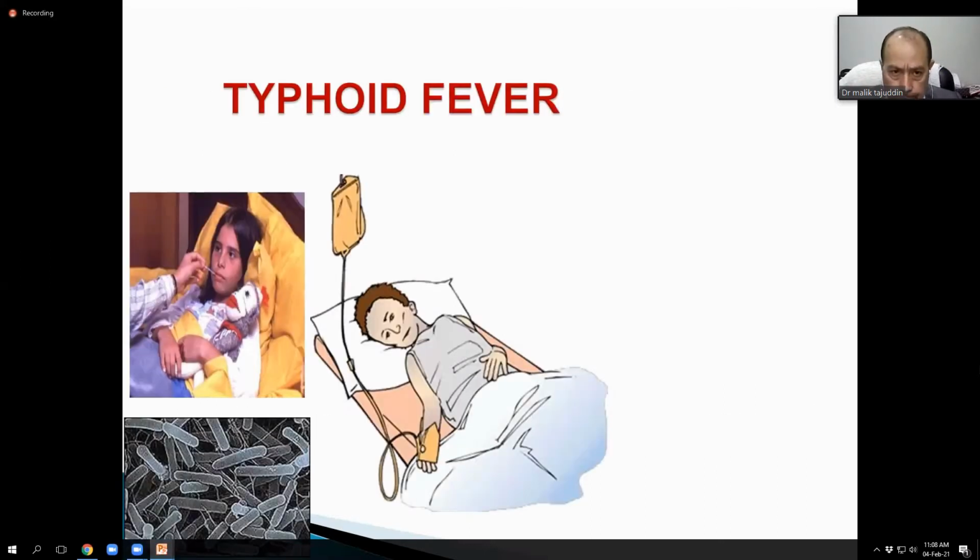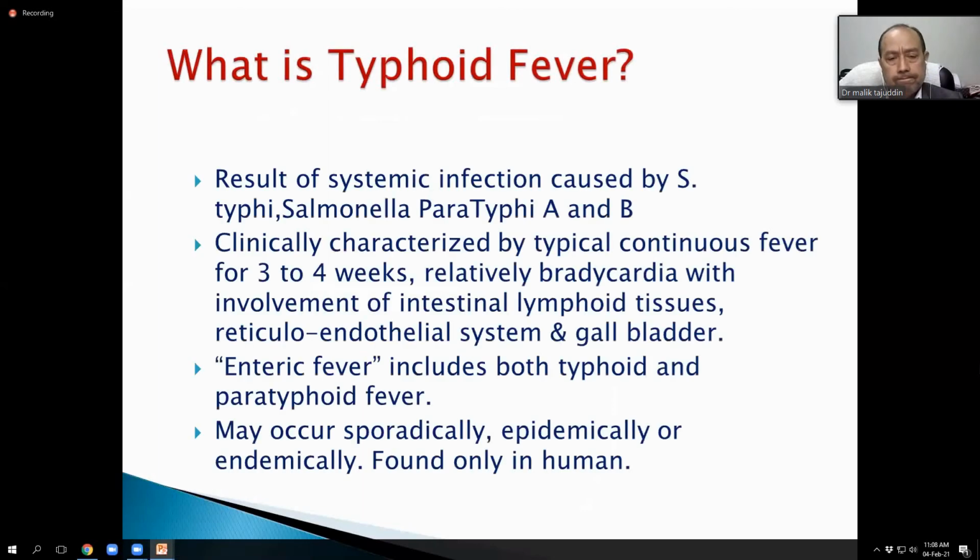So now see, all this background knowledge you now implement towards your target diseases, typhoid and malaria. So what is typhoid? It is a systemic infection caused by Salmonella typhi or paratyphi A and B. Clinically, they present with fever for more than 2, 3, or 4 weeks, and this fever is most of the time the continuous type of fever.